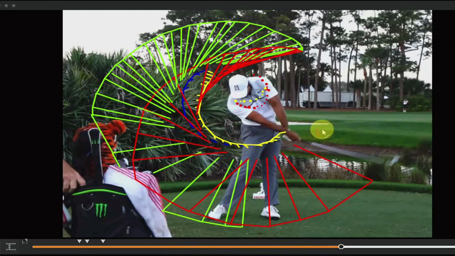So what we take from this, okay, the hand path is more towards the target than it was on the backswing. And the radius is tighter.